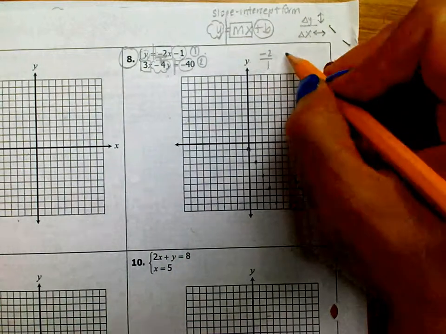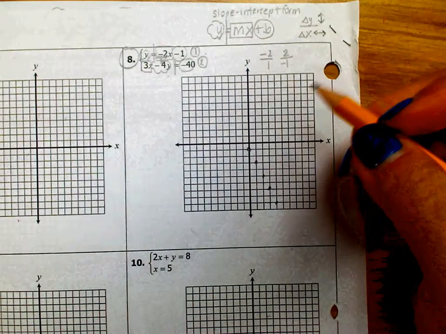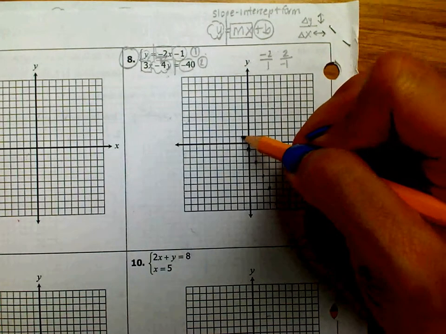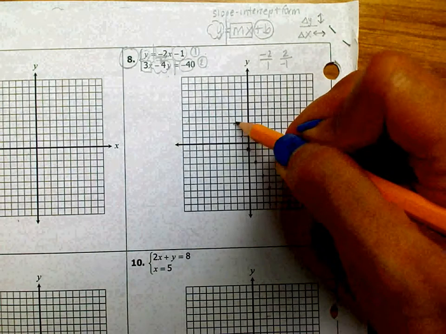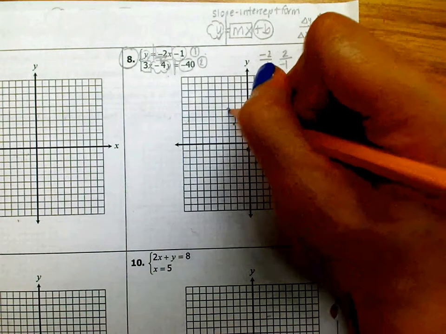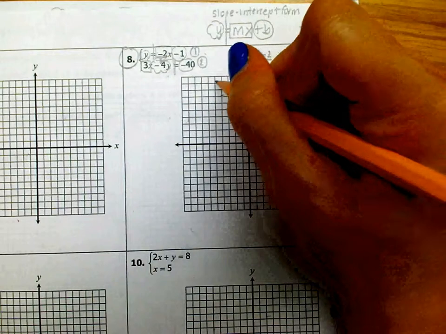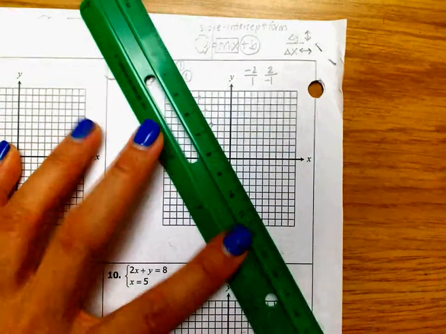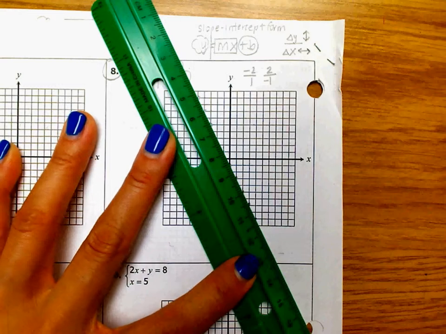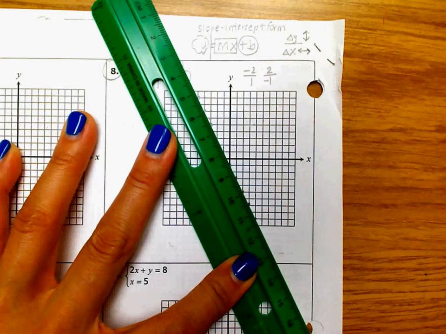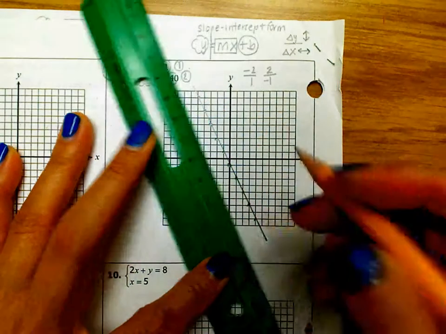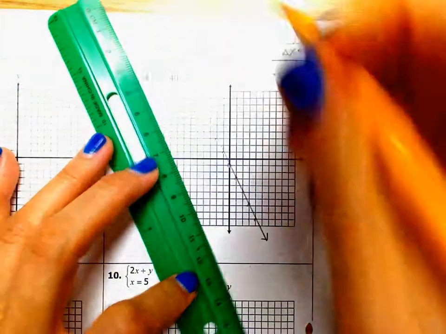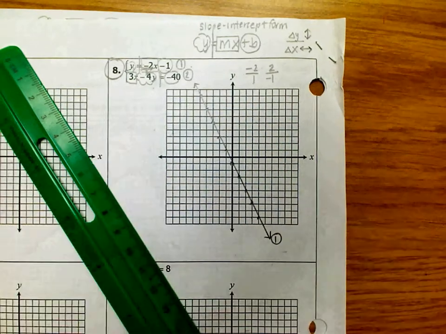And then what's the opposite of that? You can go up 2 and then left 1. So up 2, left 1, up 2, left 1. Again, keep going until you run out of space. Okay. Then take your ruler or any straight edge, anything that has a straight edge to it, your calculator, your phone, another piece of paper, and then draw your line right through all of those points. Okay, and that is my first equation, so I'm going to put a 1 next to that.